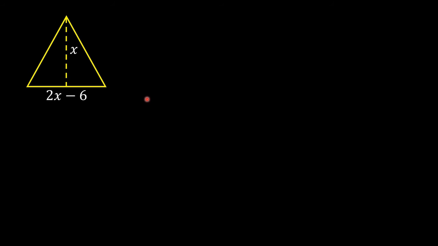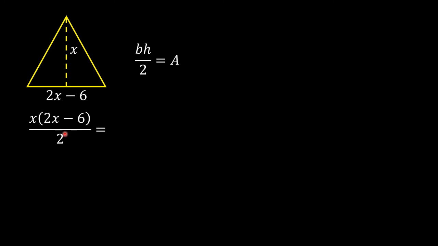This is the triangle. The altitude is represented by x, and the base is represented by 2x minus 6. This is the formula we are going to use. BH over 2 is equal to A. B means base, H altitude, and then A area. So multiply the base by the altitude or the altitude by the base, and then divide the product by 2, then equate it to the area.